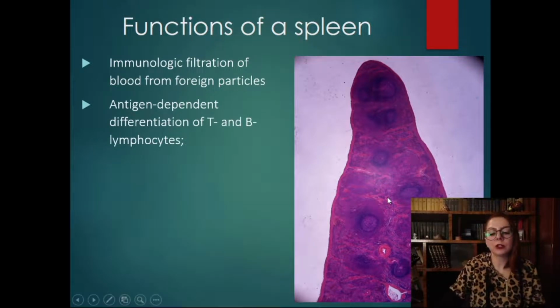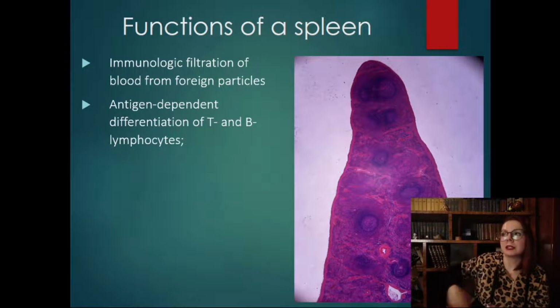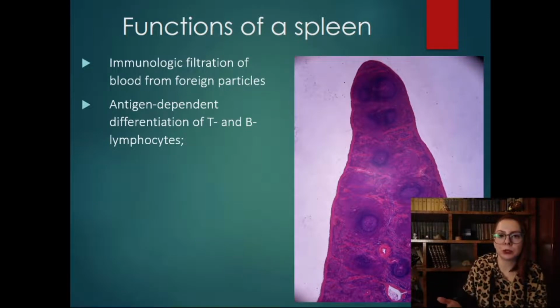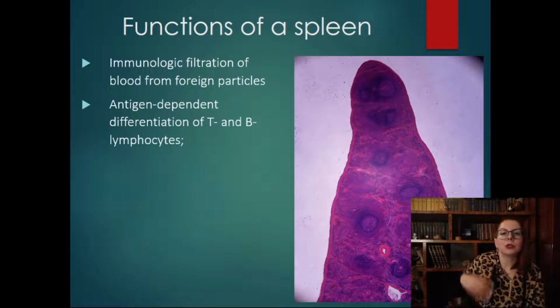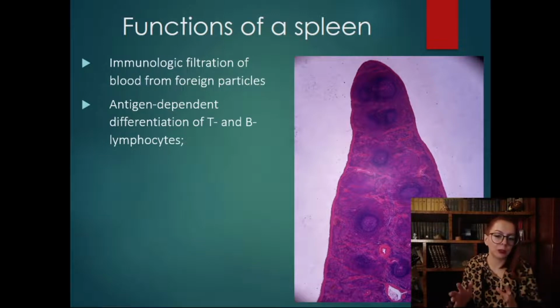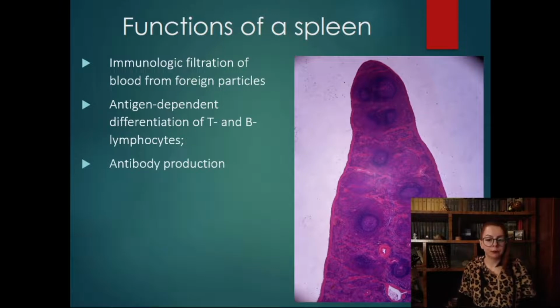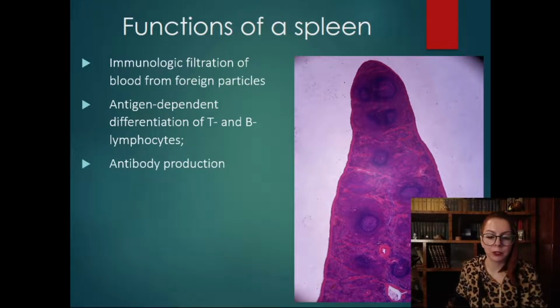Then antigen dependent differentiation. So here antigens are not only eliminated, but here against these antigens specific immunity is launched. So spleen starts to produce specific antibodies to neutralize this infection in any other sites of the organism. So spleen is the very active site of antibody production as a result of activation of T and B cells.